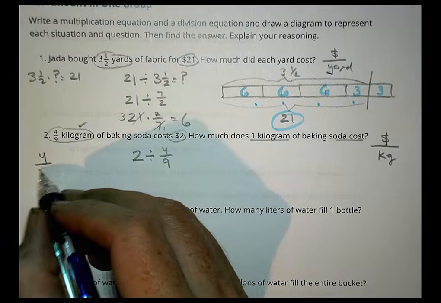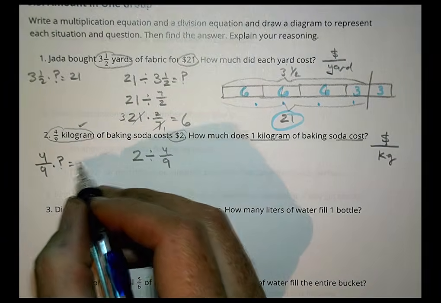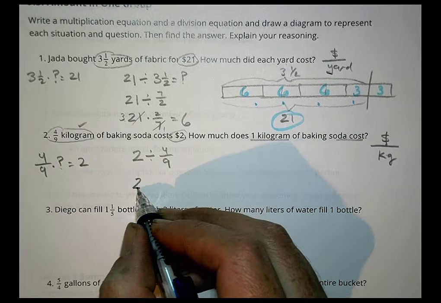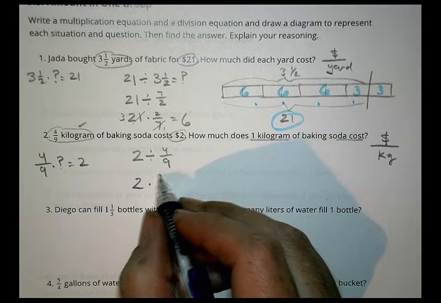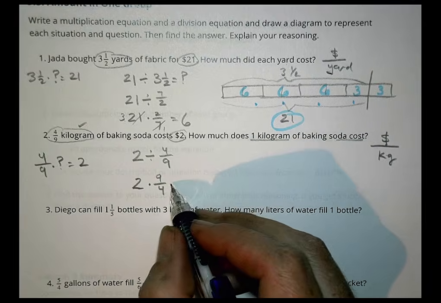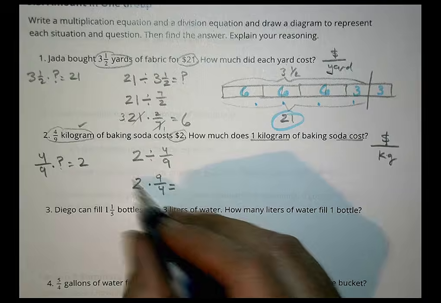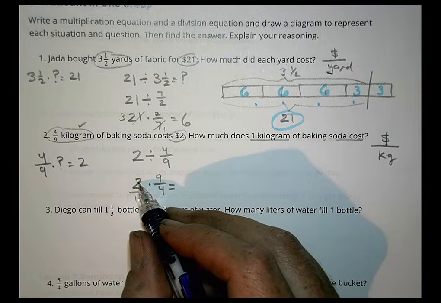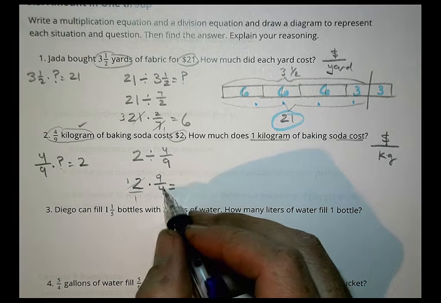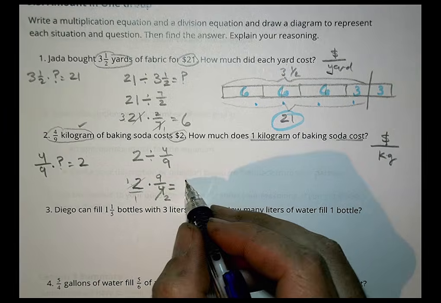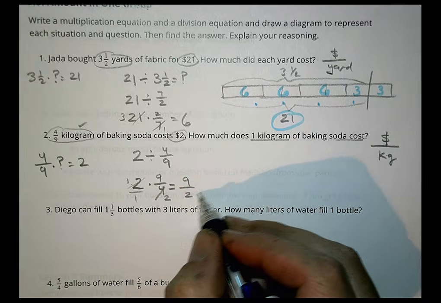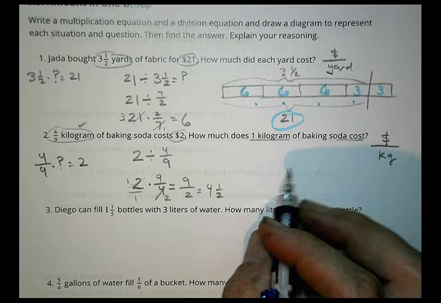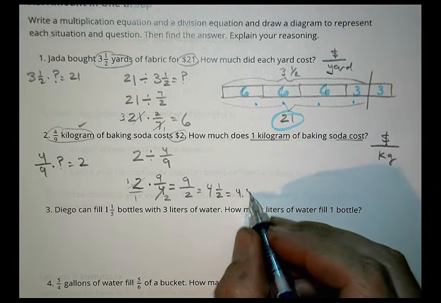As a multiplication, I might say 4/9 times something is going to equal 2. On our just doing the work here, we're going to say 2 times what? Multiply by the reciprocal. So 2 times 9/4. It's going to equal, and we can reduce on the diagonal if you choose to. If you don't want to do that, that's okay. So we have 2 goes into 4 2 times. 1 times 9 is 9, and 1 times 2 is 2. So we have 9/2, which is the same as 4.5. And because we're talking about money, that would be $4.50.